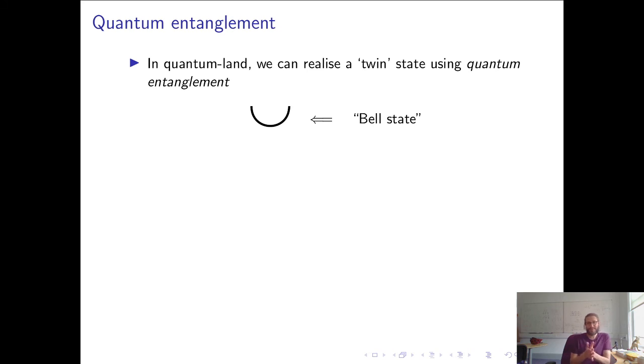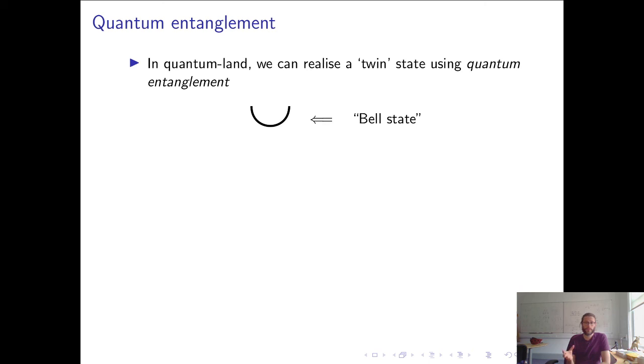Okay, so what does that mean? Well, that means that I can draw the exact same picture for how this setup works and what Alex and Bob do, but now I interpret the things in the picture differently. Okay, so in quantum land, we can realize the twin state, not as this correlated relation state, but using quantum entanglement.